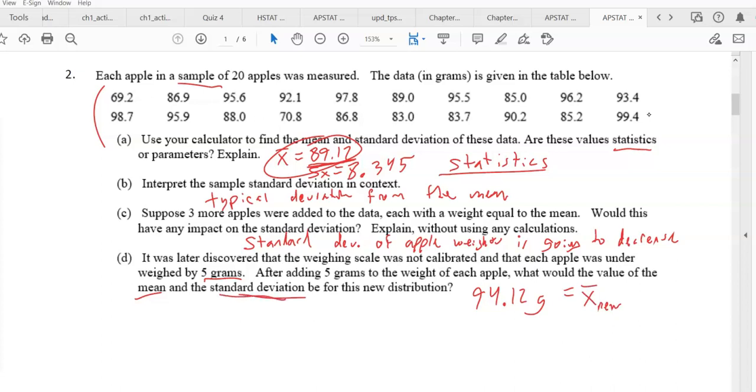As for the deviation, all of them are shifting about the same amount. So the spread is not going to really change. So the spread is 8.345, which would be the sample standard deviation.